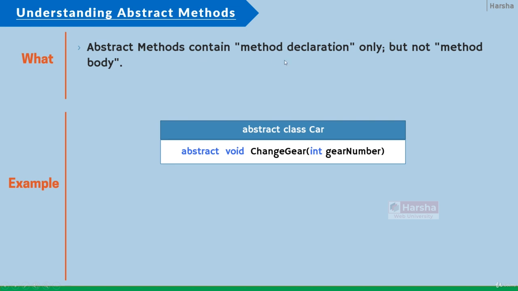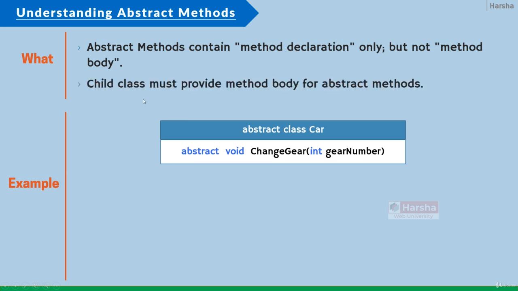Abstract methods can contain method declaration only, that means method signature only, but not method body. The method signature or method declaration includes the method name, parameters, return type, and access modifier. All the child classes of the abstract class must implement the method body for the abstract methods. In case any child class doesn't implement the abstract method correctly, it will be a compile time error. That means the child class cannot be compiled.